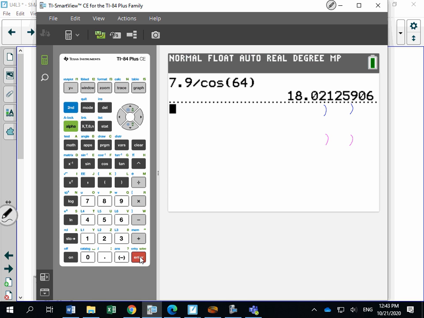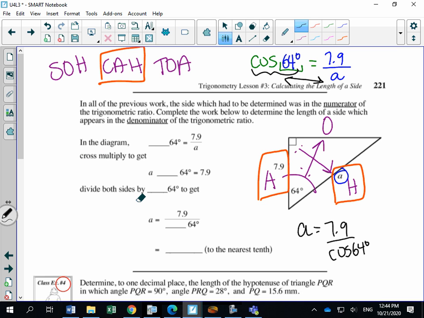And then I need to check, and they wanted it to the nearest tenth of a unit. So what would I round this to if they want it to the nearest tenth? 18.0. Yep, nearest tenth means I need to have it include a decimal. So that answer would be 18.0. So A is equal to 18.0. And then they don't tell me units. So if this was a test question, I'd just write units in.